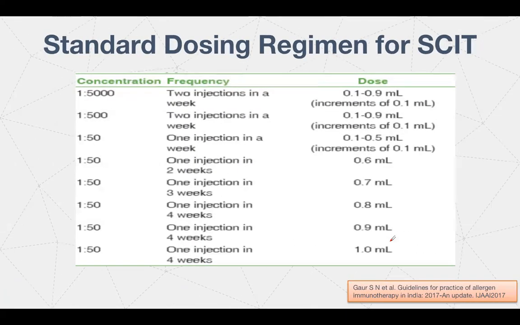In general, this is the dosing frequency we can see from the allergen immunotherapy guideline update of 2017. We can start with 1:5,000, 2 injections in a week, starting from 0.1 to reach 0.9, then 1:500, then follow up. The maintenance will be with 1:50.